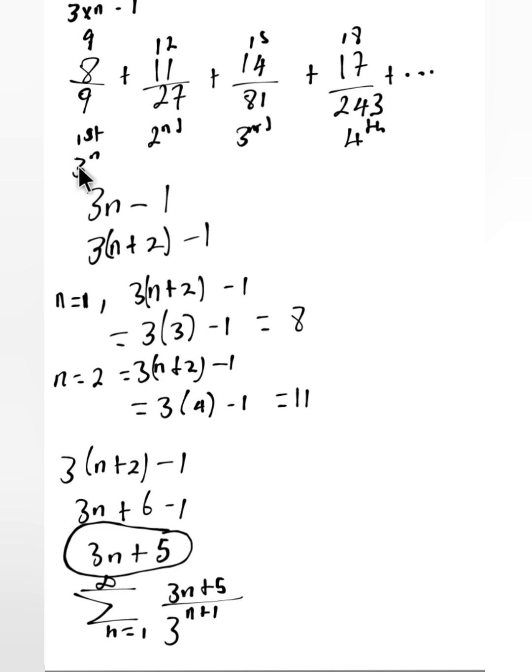So 3 raised to power n plus 1, n is 1, so 3 raised to power 2 is 9. Then 3 raised to power 3 is 27. When n equals 3, that's for the third term, 3 raised to power 3 plus 1 equals 3 raised to power 4, which equals 81, which is this term over here. So this is the expression. This expression here perfectly describes this series.